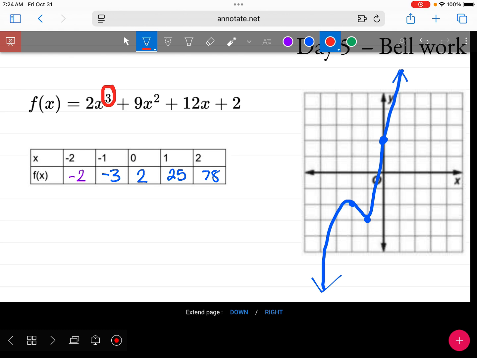Between what two x values do we have a root? Between -1 and 0. Right here. This is where it switched from negative to positive. So this is a solution right there.